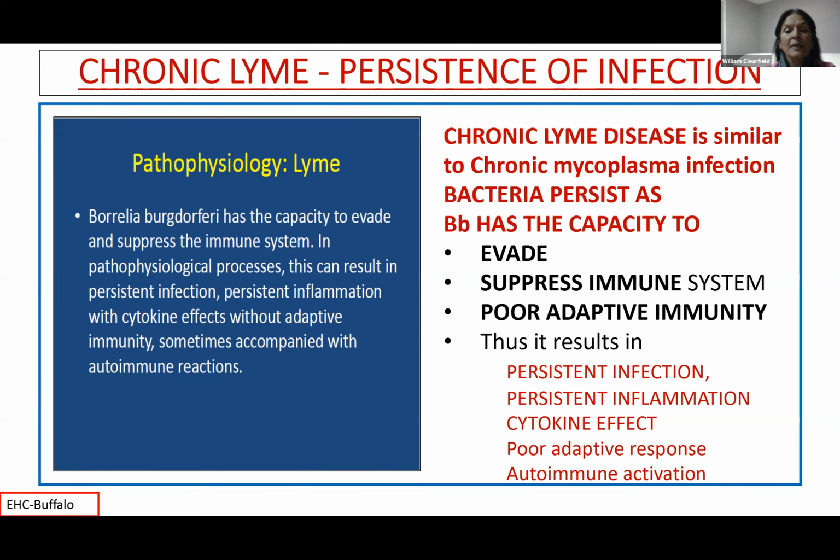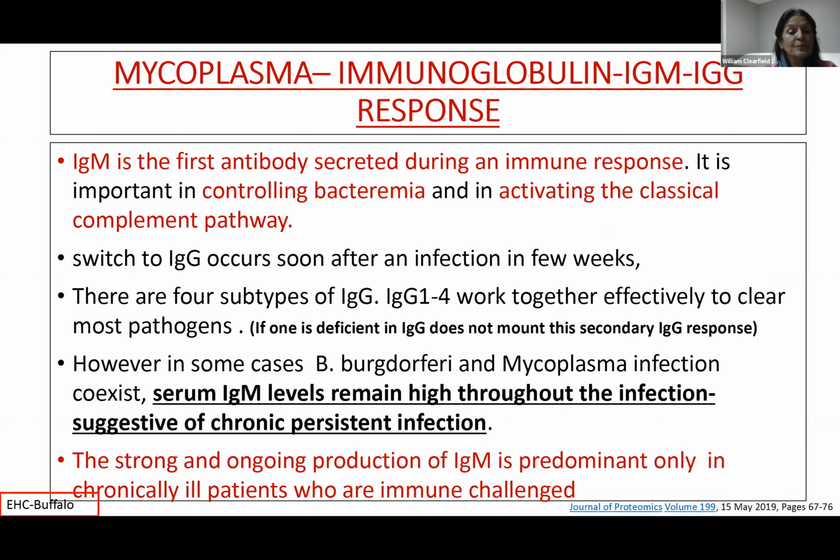In chronic Lyme disease and chronic mycoplasma infection, bacteria persist, as Borrelia burgdorferi evades and suppresses the immune system. Then adaptive immunity becomes poor and results in persistent infection and persistent inflammation, the cytokine profile gets altered, a poor adaptive response emerges, and autoimmune activation also occurs.